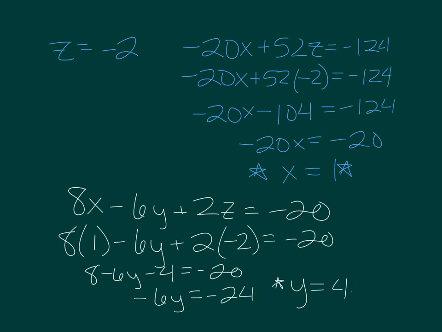And now I have all three parts of my three-part answer, and the ordered triple that solves this system is 1, 4, negative 2.